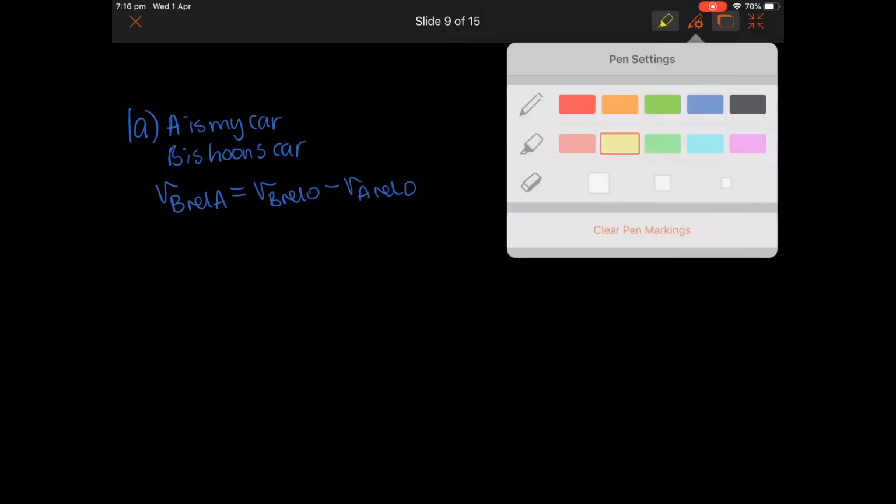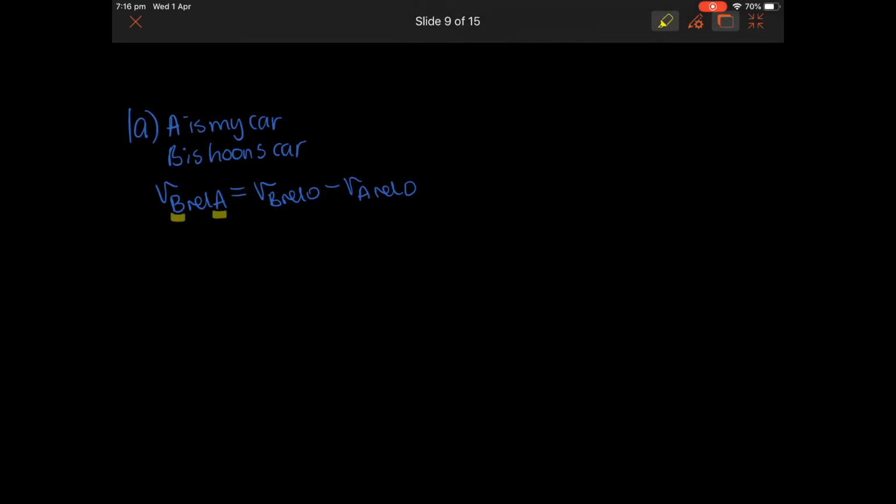And what you notice here is that for B relative to A, we always put B relative to the observer first and A relative to the observer next. So we're always working from left to right. If I pop those values in, I get 120 kilometers per hour minus 100, which gives me an answer of 20 kilometers per hour. All right, so the Hoon is moving at 20 kilometers per hour relative to me.